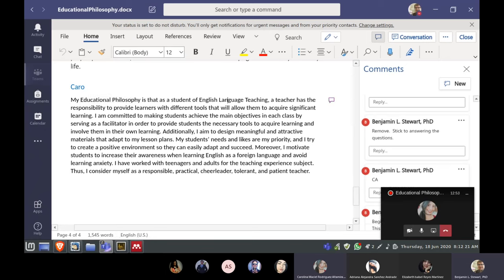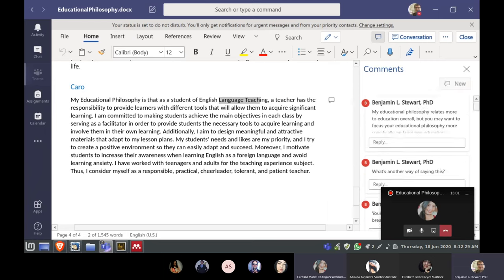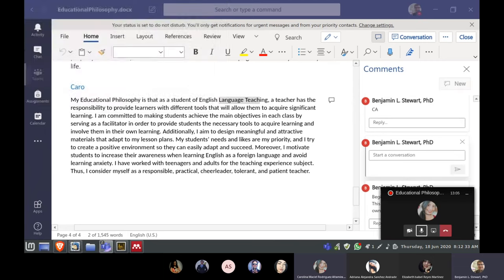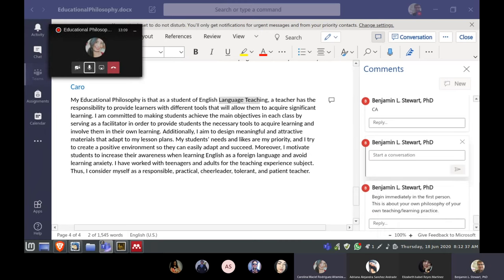Here, I would keep the words language and teaching in lowercase, and also educational and philosophy in lowercase. Move this up here.